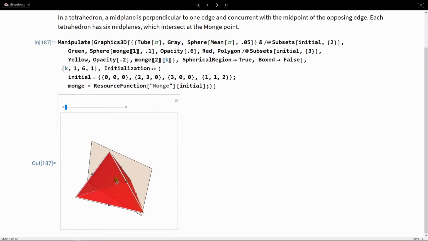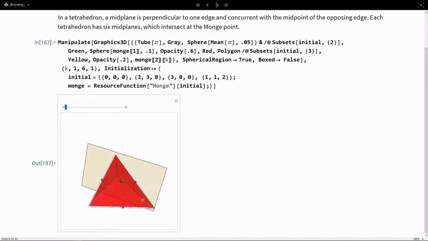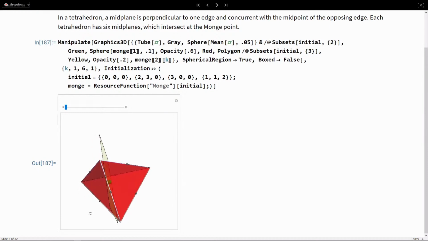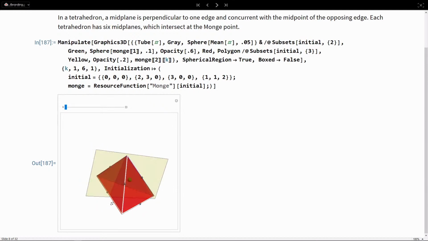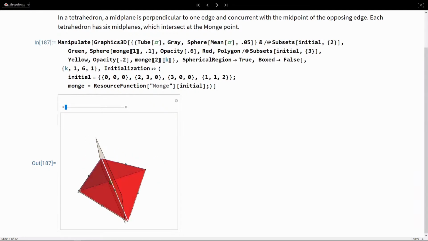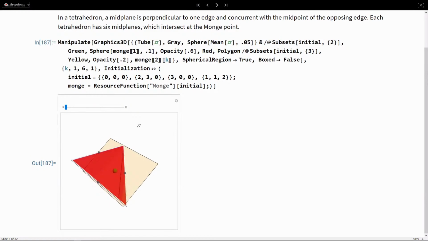So for example, here we have a tetrahedron, and here's one of the planes. It's perpendicular to this edge over here, and it goes through the midpoint of this opposite edge. So there's one of the midplanes. Here's another midplane, the third, the fourth, the fifth, the sixth. So all of these 6 midplanes will intersect at the Monge point.